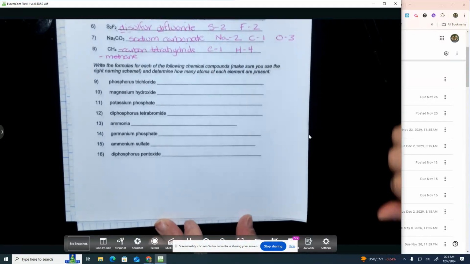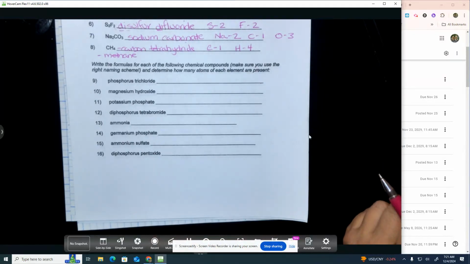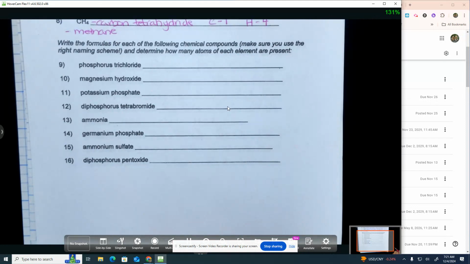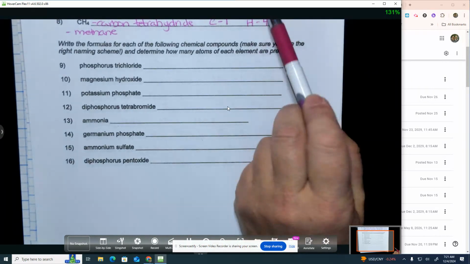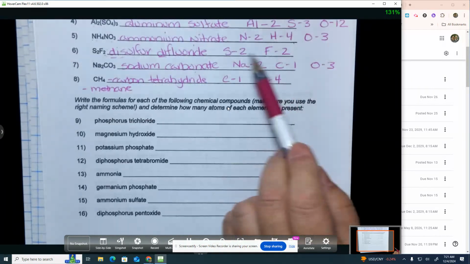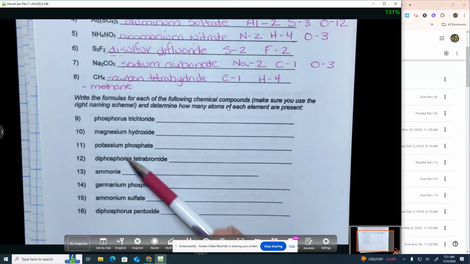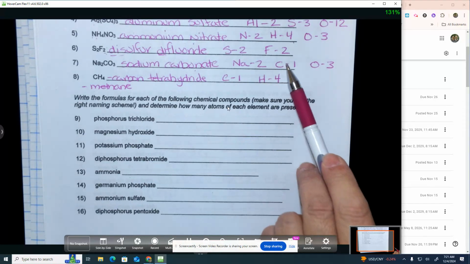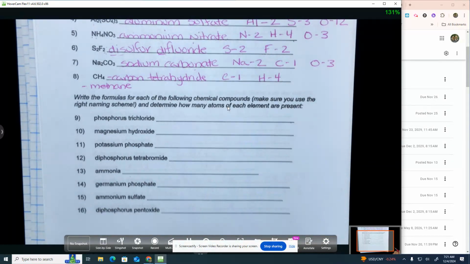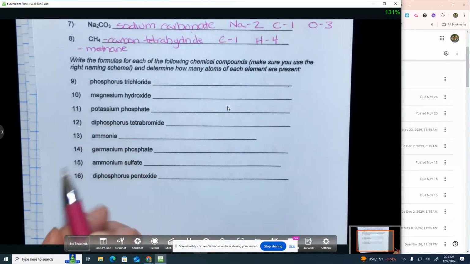Okay. Now we got a problem. Okay, these are a little bit tougher. We have to write the formulas, and if you can't write the formulas correctly, you can't get this. See, up here, it was nice and easy because they gave us the formula. But here, they gave us the name, and now we have to figure out how many of these suckers we have. Okay, this one's not bad. Phosphorus trichloride.